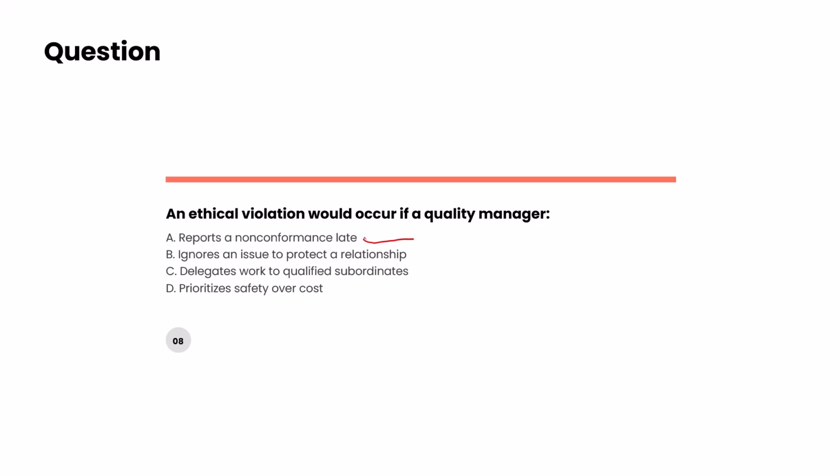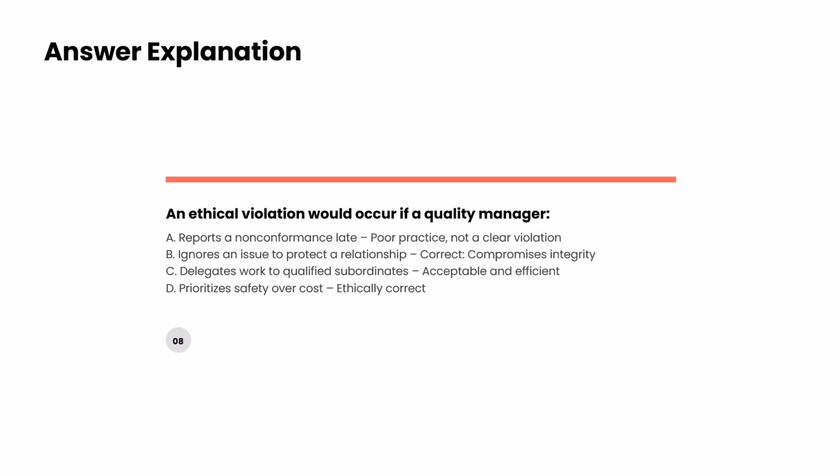Ignore an issue to protect a relationship, that is definitely unethical. Delegate work to a qualified subcontractor, that's what you are supposed to do. Prioritize safety over the cost, that is something which you need to do. Safety should be prioritized. Now out of these two choices, late report of non-conformity and ignoring an issue to protect a relationship, you will obviously go with choice number B, which is unethical to ignore an issue or ignore a non-conformity to protect a relationship with your contractor or supplier.